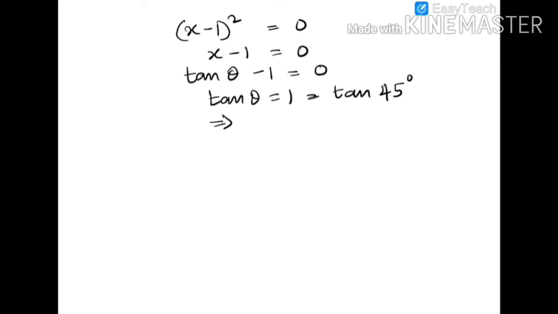But x is tan theta, so let's replace it. So we get tan theta minus 1 equal to 0. Or tan theta is equal to 1. And we know that tan 45 is 1. So this implies theta is equal to 45 degrees.